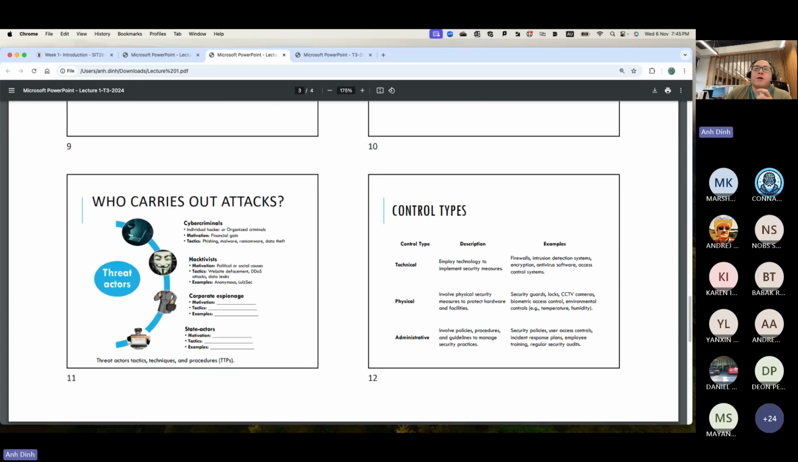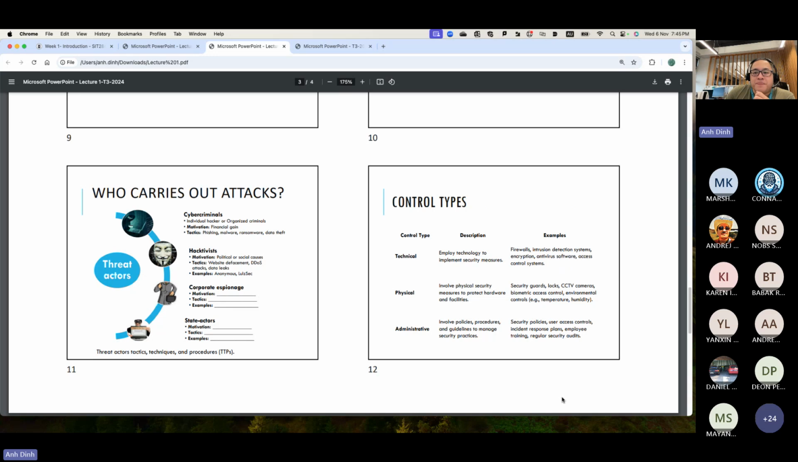Okay. So that is a good story to share about a technical solution. And I think most of us are familiar with the administrative solution, right? So I'm wondering if anyone has a good story to share about physical security measures that they have encountered in their job.